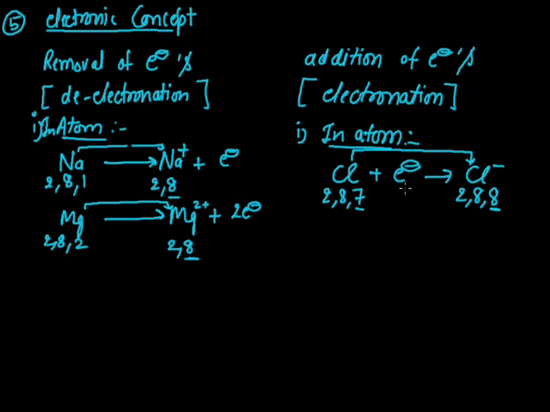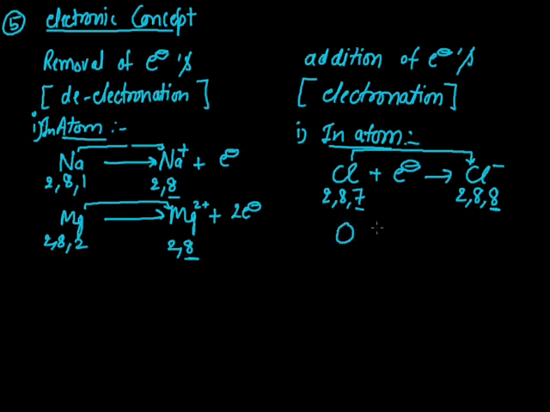In this reaction gain of electron takes place, so we can say that addition of electron, or gain of electron, is known as reduction. So we can say that in this reaction chlorine atom is reduced into chloride ions.